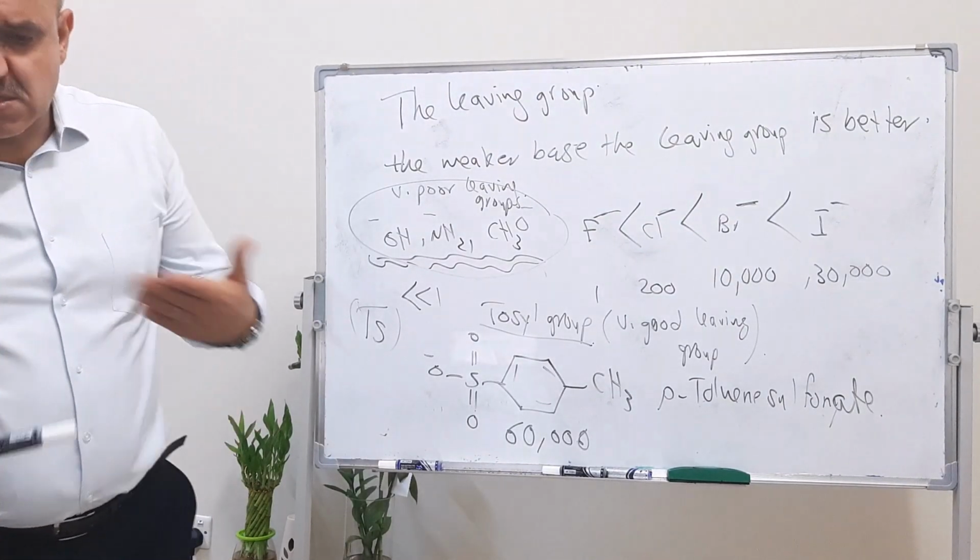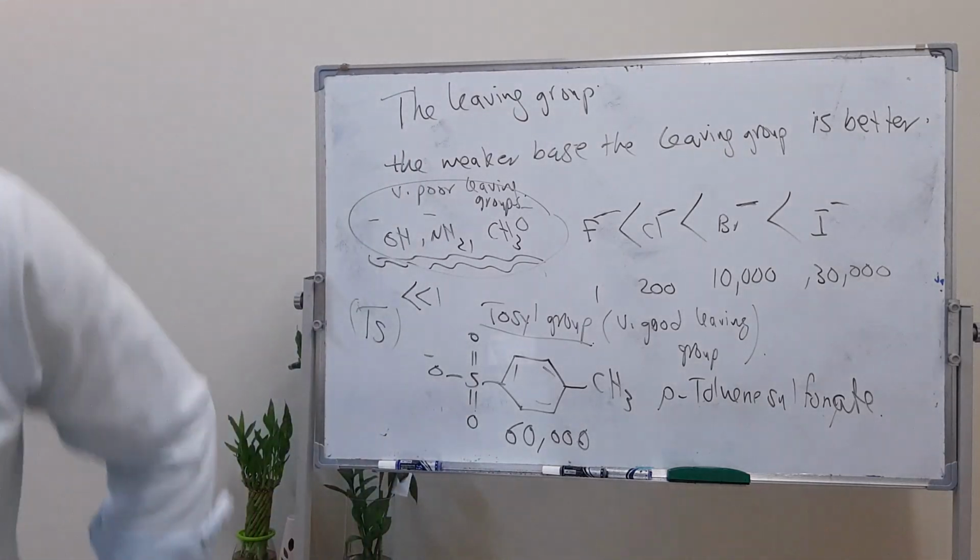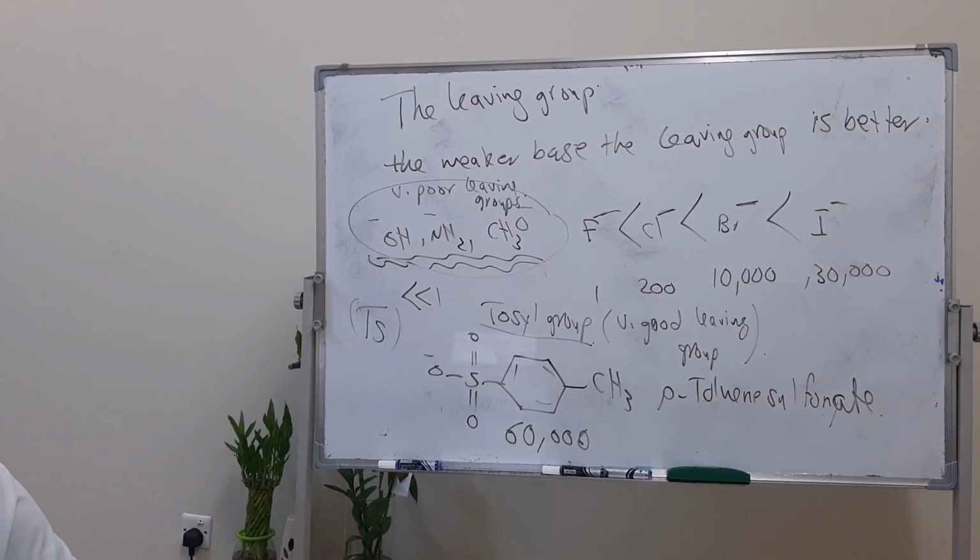All right. So this is the indication for the ease of the leaving group. The best leaving group is always the weakest base. Meaning, the weaker the basicity of the leaving group, the faster it leaves, becoming a better leaving group in this case.